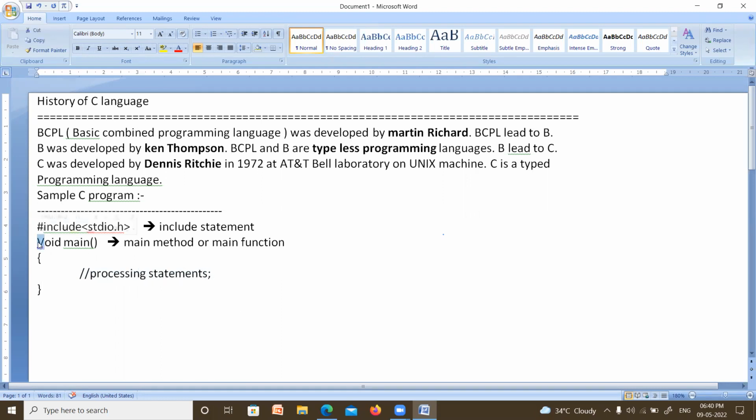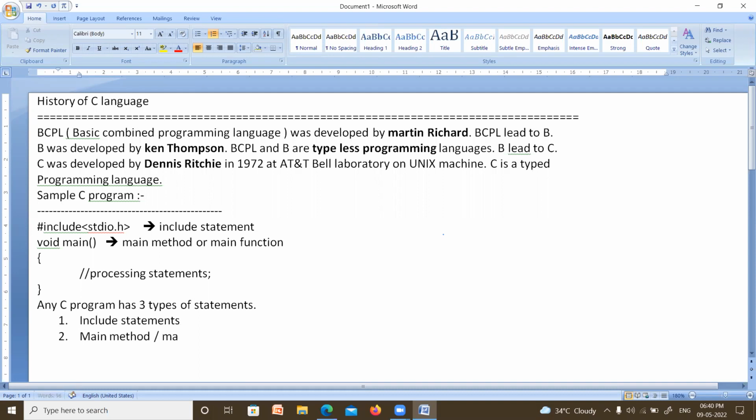So these three types of statements are there in any C program. One is include statements; every C program must have include statements. Second one is a main method, or main function; every program must have a main method. Every program must have processing statements. So these three types of statements are there in all the programs.